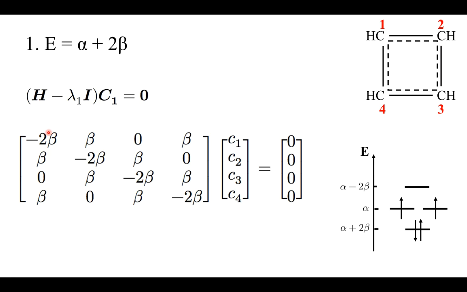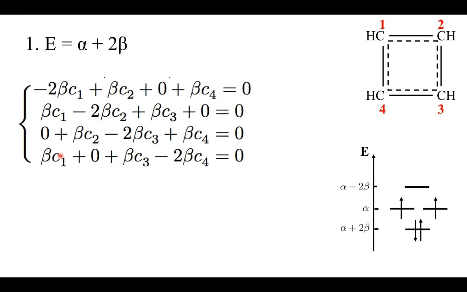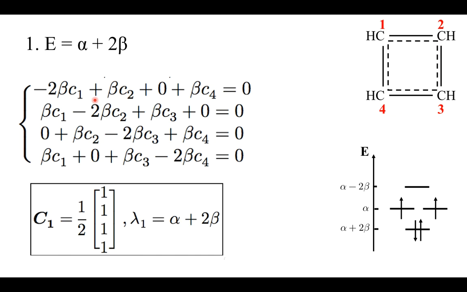The term in parentheses is just subtracting alpha plus 2 beta from all diagonal elements of our Hamiltonian, and the other elements remain unchanged. If we do the multiplication, we arrive at this system of linear equations, which is not hard to solve. If we solve for these 4 parameters, we arrive at the eigenvector 1, 1, 1, 1. But note that there is a coefficient of 1/2 in front of it, and you cannot derive this coefficient from this system of linear equations. This just gives you 4 ones.